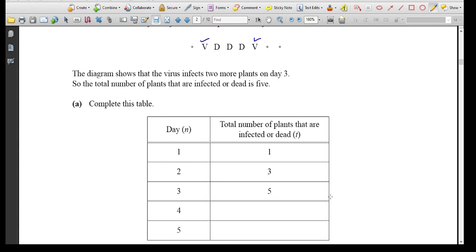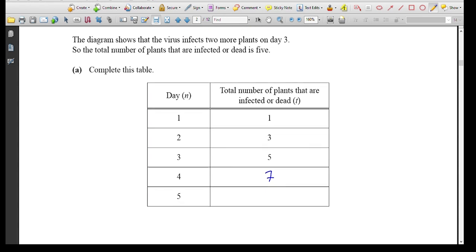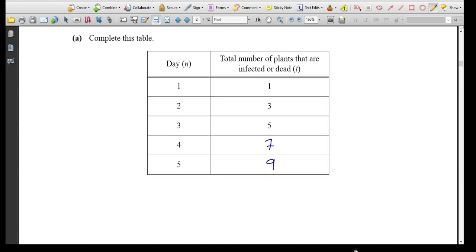On 4th day, how many plants will be extra infected or dead? So these all are going to be D, D. These two infected plants will be dead, and then newly two plants will be getting infected, so that it's going to be 7. And obviously we are seeing that only two extra plants are getting infected, so that on 5th day there will be 9 plants either infected or dead. So let's proceed.